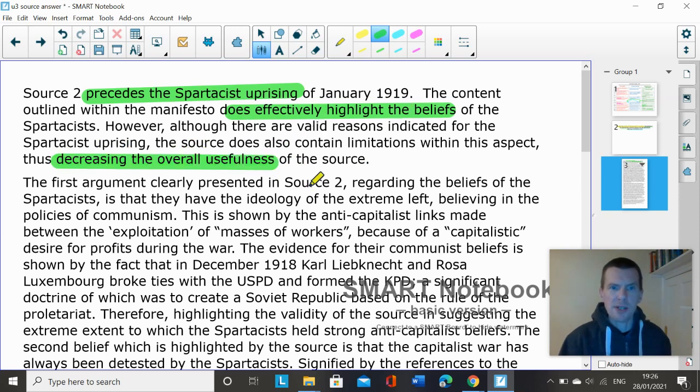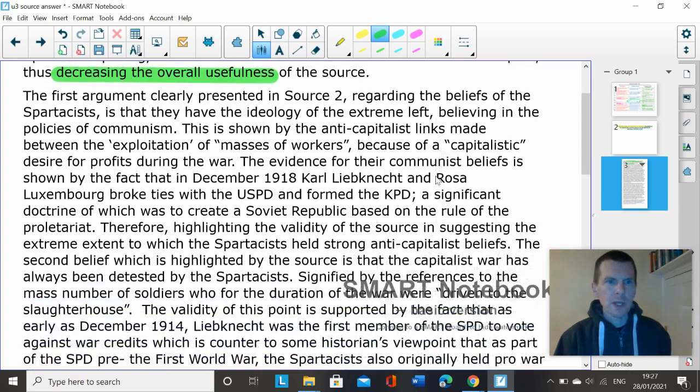So here what we've got in the introduction is a quick, rough and ready introduction to the answer that the student's going to give. The student's going to say that it is useful for the first issue and it's less useful for the second issue. Not useless, there are valid reasons, but not as useful because there are limitations to that. So here we go. The first argument clearly presented in source 2 regarding the beliefs of the Spartacists. So that's nice and clear here. This first paragraph then is going to be about the beliefs, and we'd expect them to pick out 2 or 3 of those beliefs that they can see in source 2.